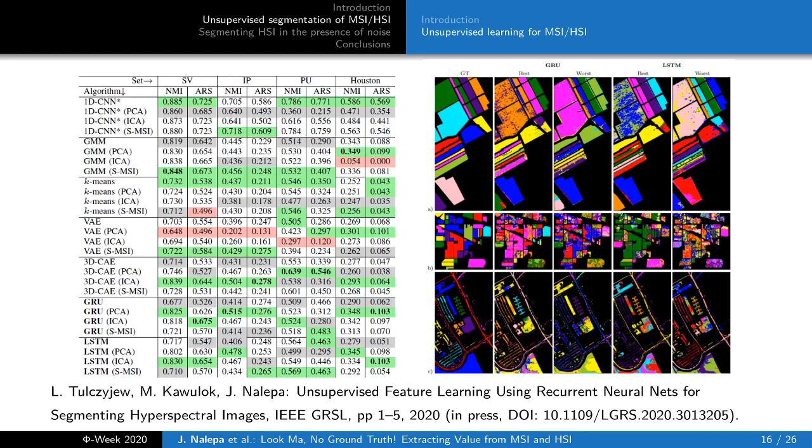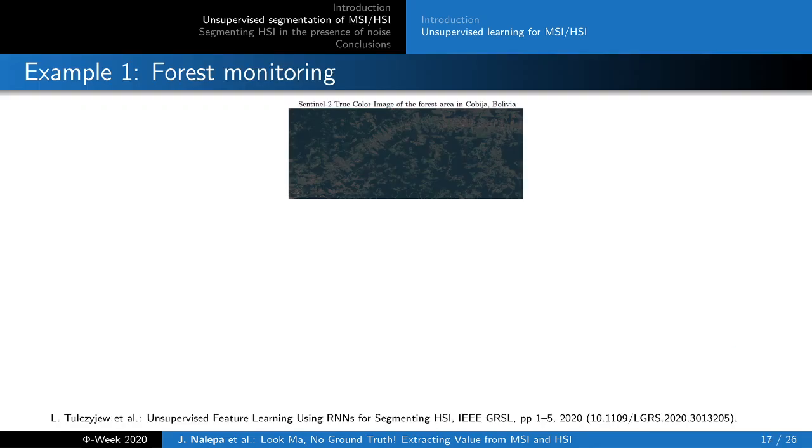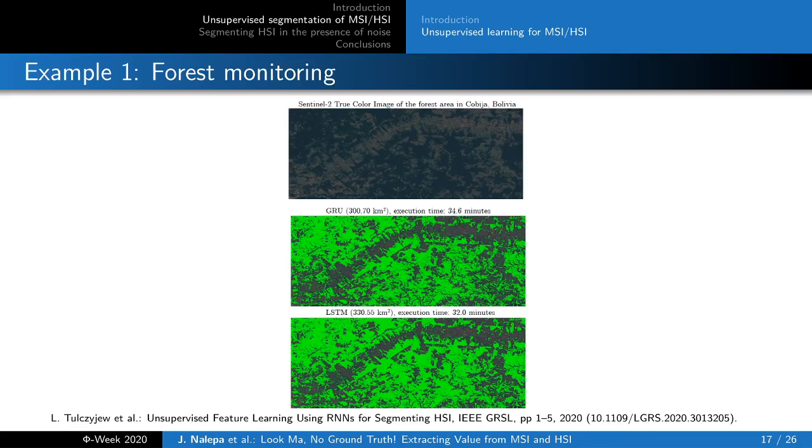Here are examples of the results. Over the benchmarks, we can observe that the recurrent neural nets are the best for the latent representation, and we can observe that the segmentation is pretty accurate, so we can definitely benefit from it in the entire processing pipeline. For instance, in the forest monitoring, as I mentioned, we are interested in quantifying the area, and then we can try to understand what was the change of this area in the following years or months.